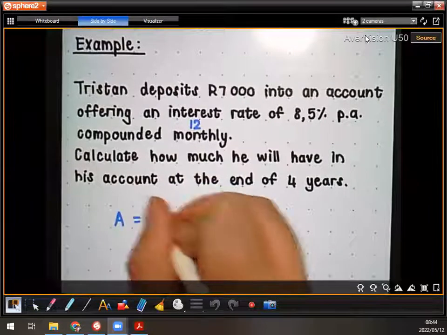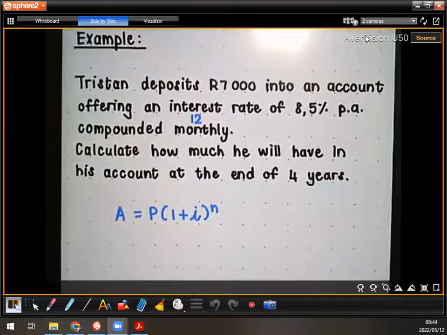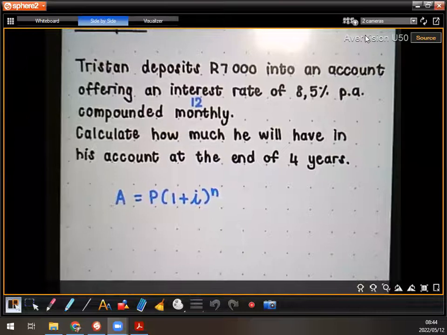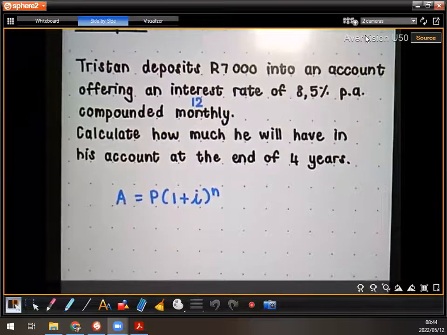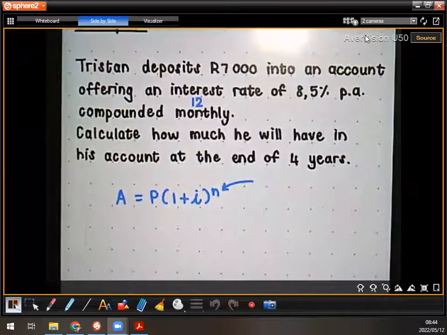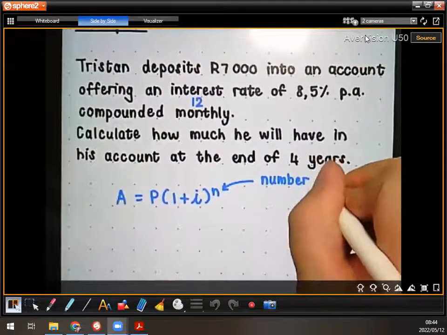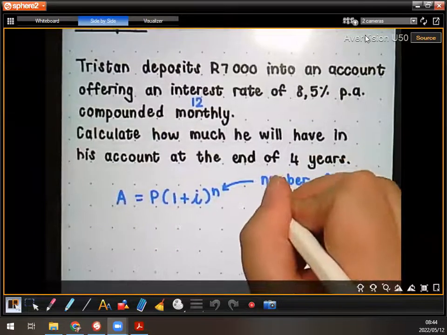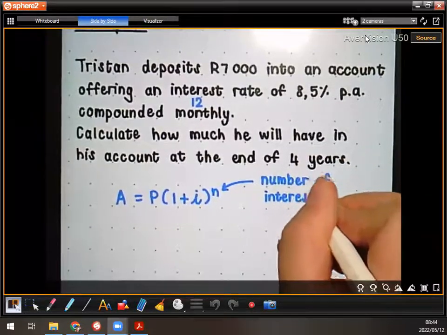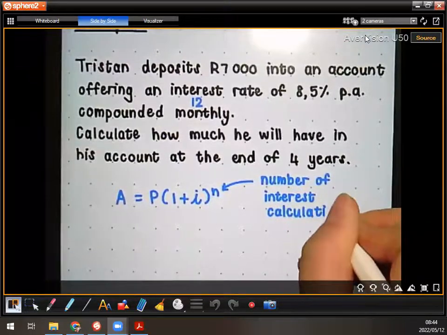So A equals P bracket 1 plus i to the power of n. Remember, we're working with interest now, so it's the plus formula, not the minus. Minus is just for depreciation or a decrease in population or something like that. All right, interest, so we're using the plus formula. n is now not the number of years, it is now the number of interest calculations. Please highlight that, that's very important.